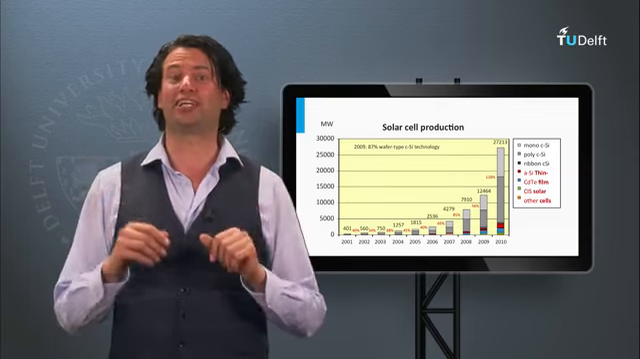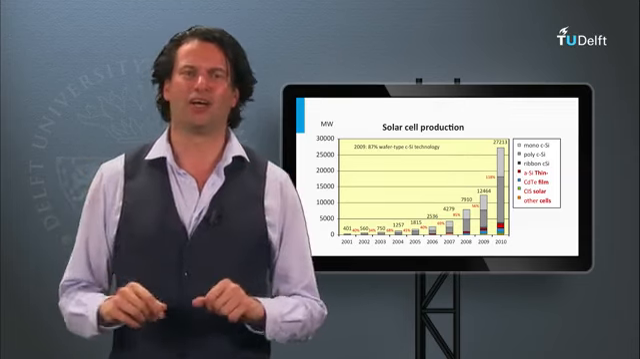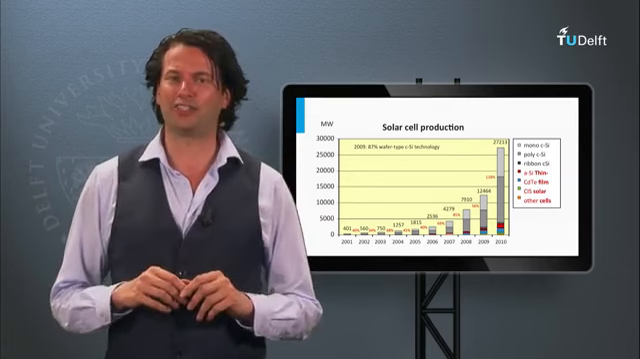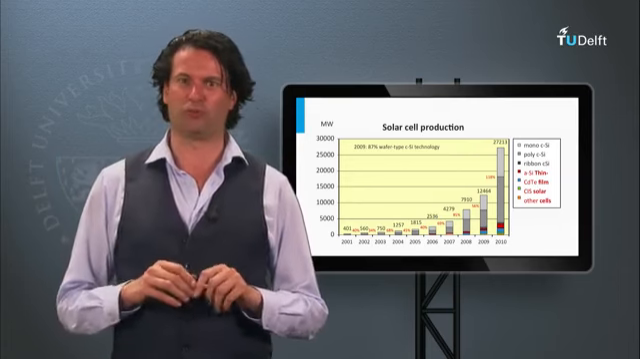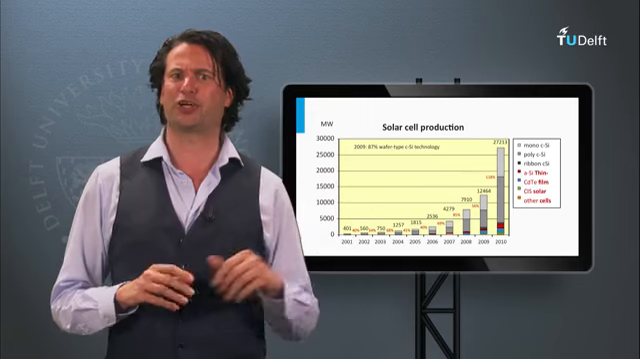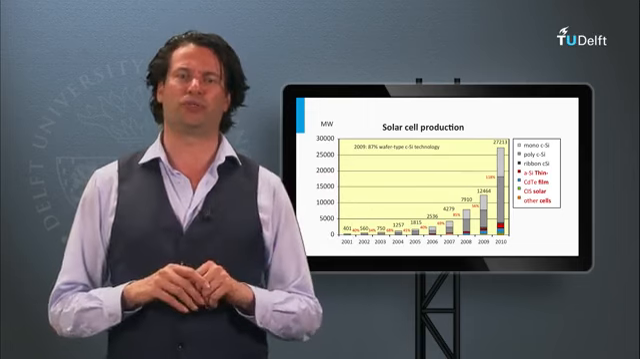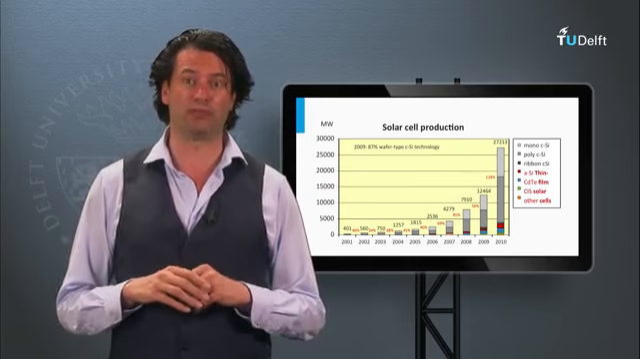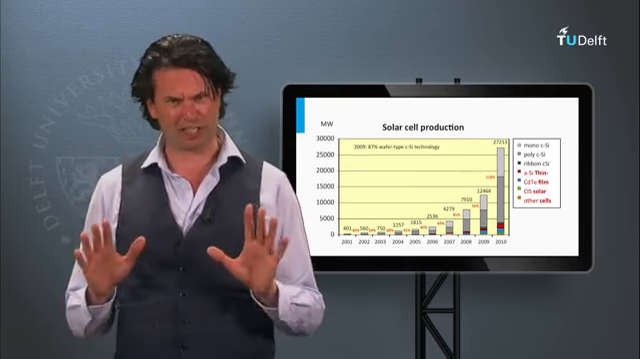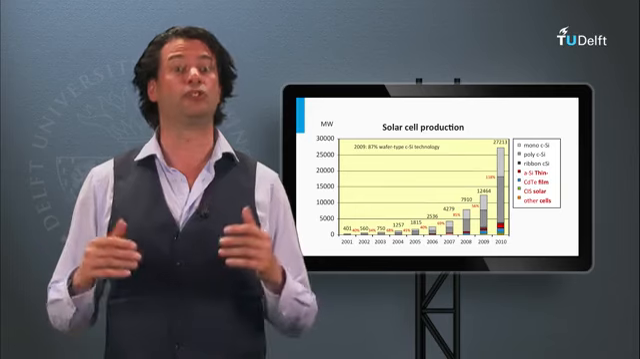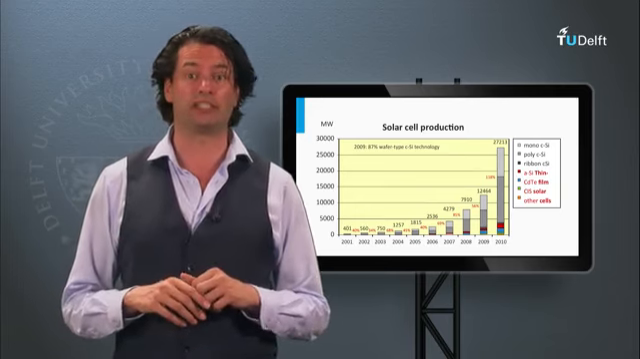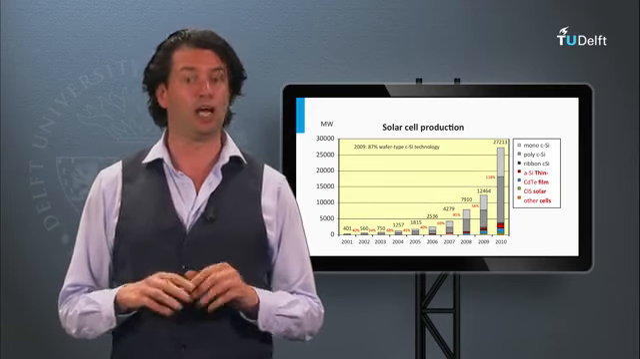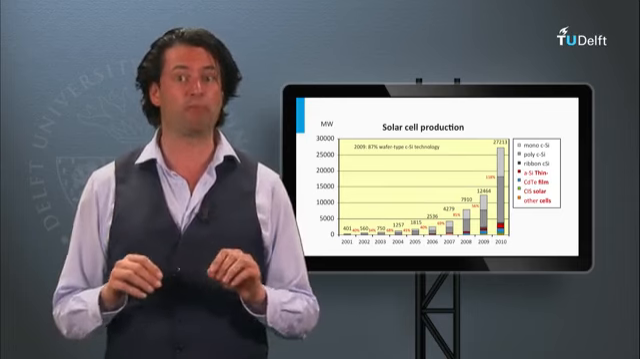What is the current status of solar energy? First, I would like to discuss the production of solar modules. The figure shows the worldwide solar cell production. The vertical axis represents the annual production. We express the annual production in the total produced power capacity in megawatts. The horizontal axis represents time.